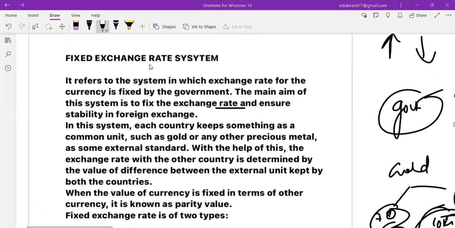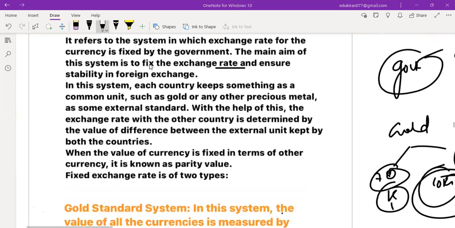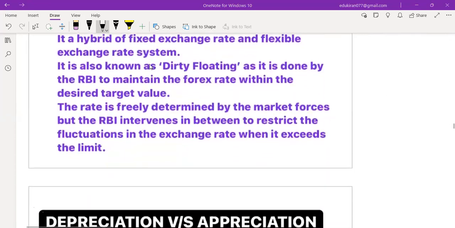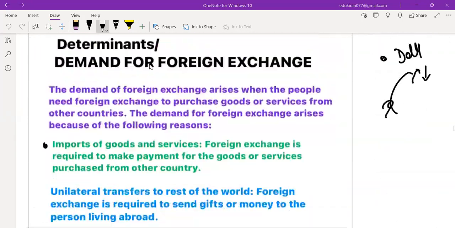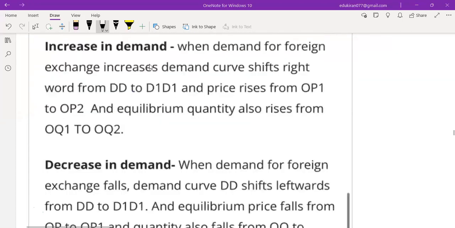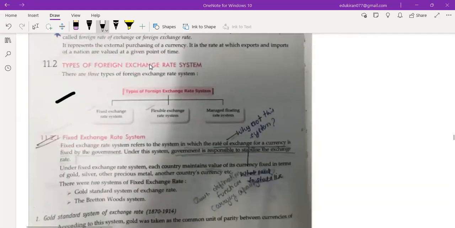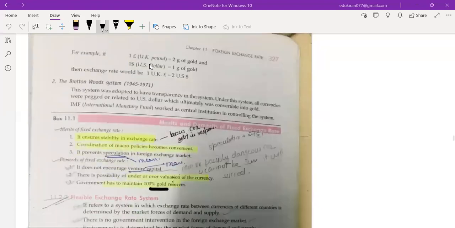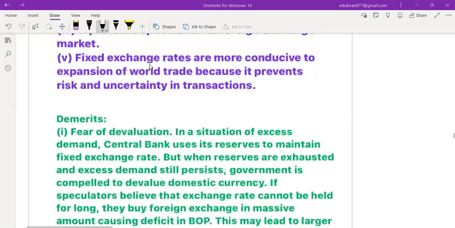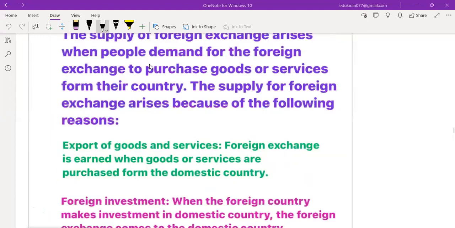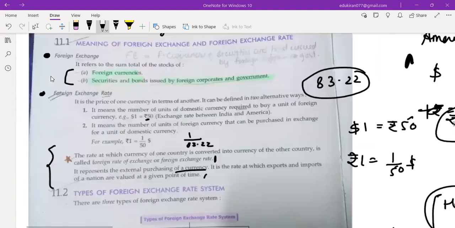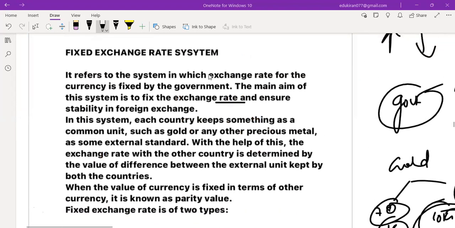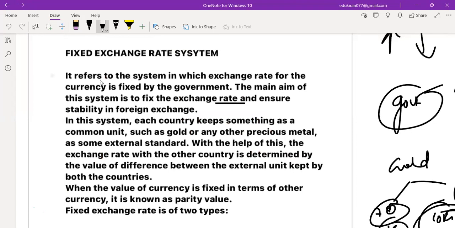So first of all, fixed exchange rate. Okay, so now what is this fixed exchange rate? Instead of doing it from here, we are going to start it from this part. Okay, now fixed exchange rate system. First of all, it refers to a system in which the exchange rate for the currency is fixed by the government. So that's why it is a fixed exchange rate, right?